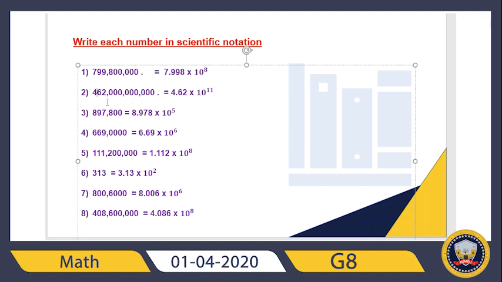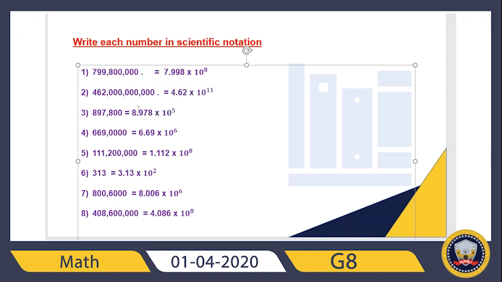Okay, so then my new number will be all the whole numbers regardless of zeros. So my new number will be 4.62 times 10 power what? How many steps did this decimal point move? 1 2 3 4 5 6 7 8 9 10 11. So my new number in scientific notation will be 4.62 times 10 to the power of 11.